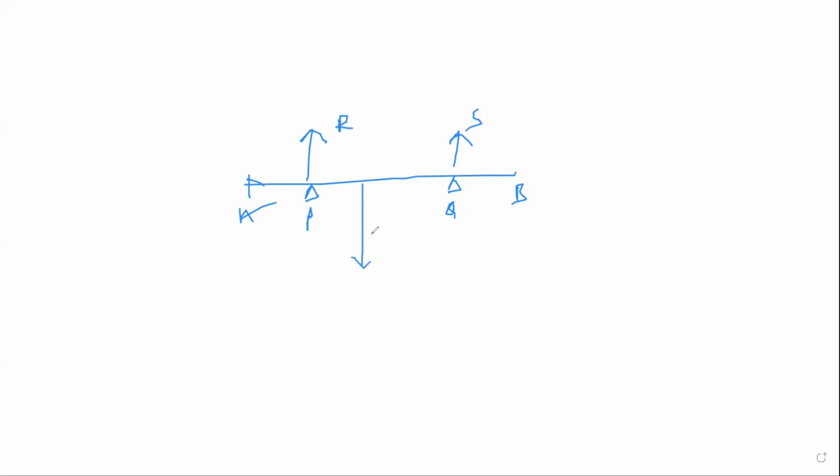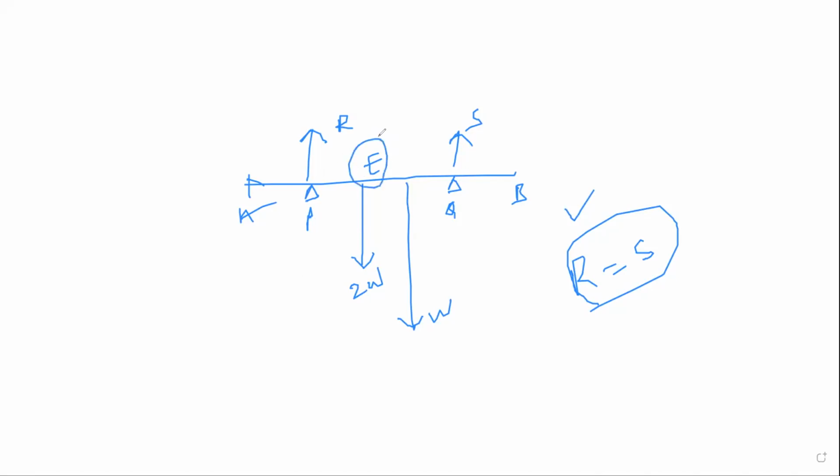So let us suppose the man is placed at the point E, whose weight is 2W, and G is the middle point where the weight of the plank acts. So now what we have to take is R equals S. This is the same as the question we have done previously. With the same terms, you can find the position of E also, as in the previous question which was discussed before this question.